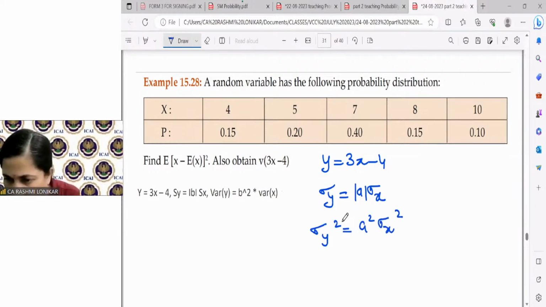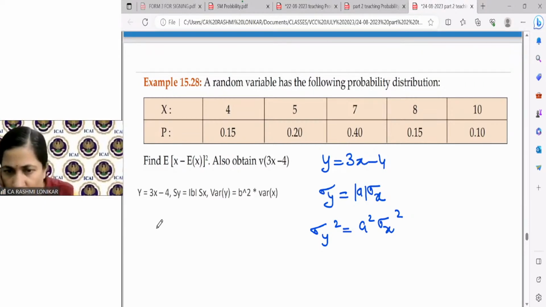So using this, what you need to do is first calculate E of x, then you must find E of x square, and then you should be able to do this. Okay. So here you may have x into p.